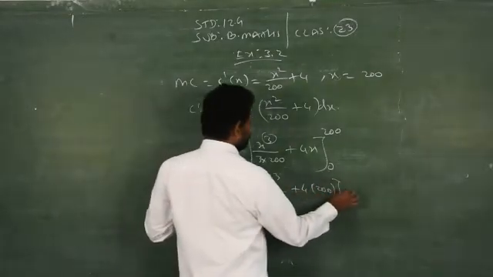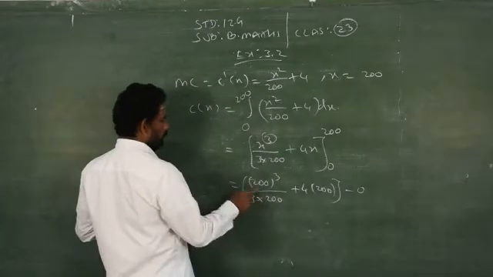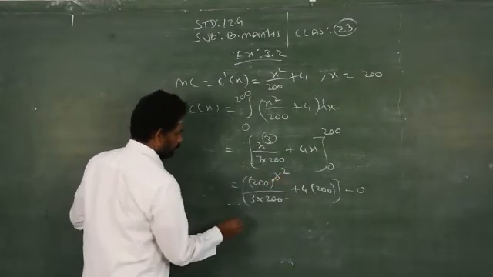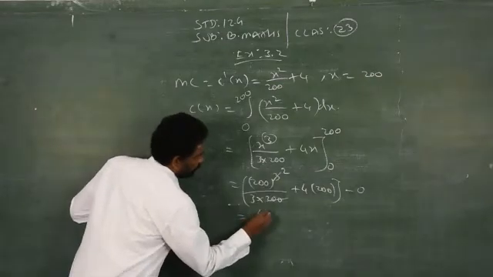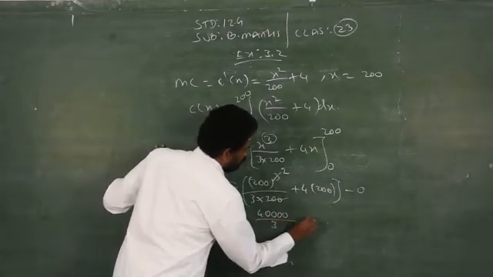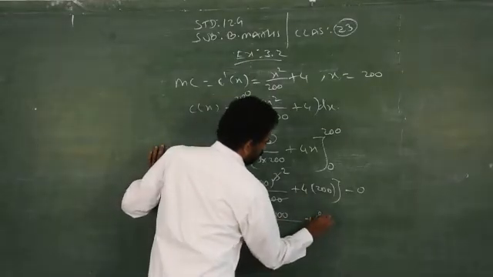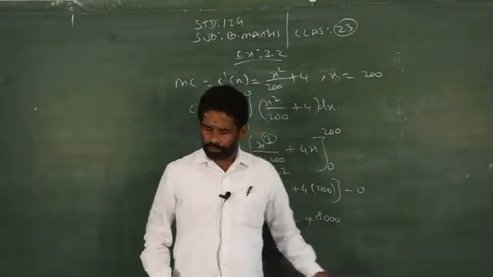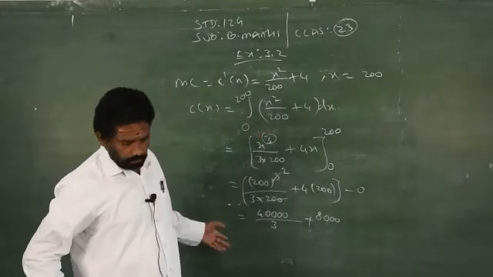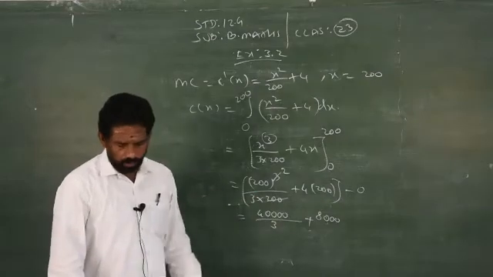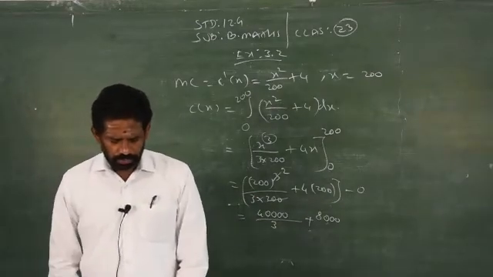So if you replace x by 0, you will get 0 only. So we have 200 power 3, we can simply cancel, we will get remaining 2. So it will become 40,000 by 3 plus 4 2s are 8, so 800. So just you simplify, you will get answers. Clear? So just use the calculators and simplify, you will know the answers.